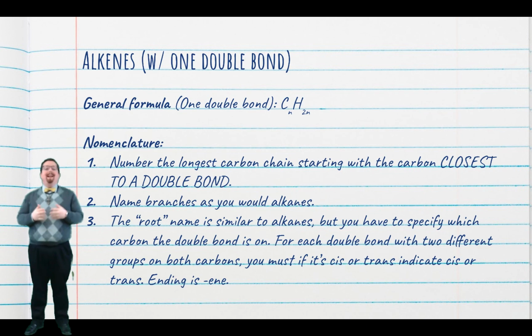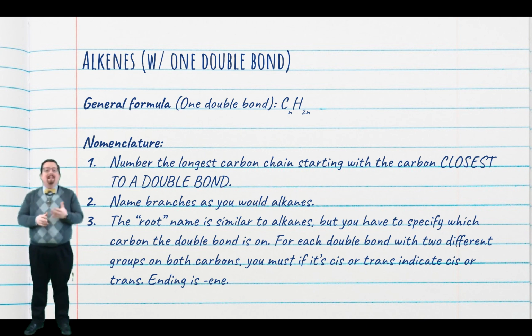All right, let's talk about alkenes. Alkenes are hydrocarbons with at least one double bond. Alkenes with just one double bond have the general formula of CnH2n. In other words, if there's just one double bond, there will be twice as many hydrogens as there are carbons in our hydrocarbon. To name alkenes, number the longest carbon chain starting with the carbon that's closest to the double bond. Name the substituent groups as you would in alkanes.